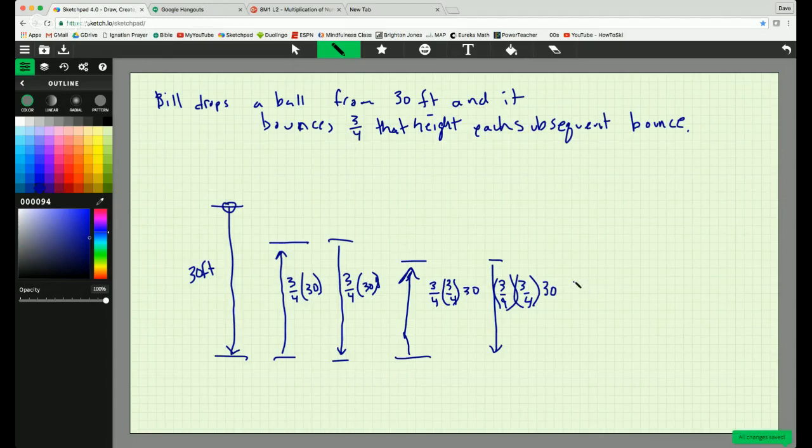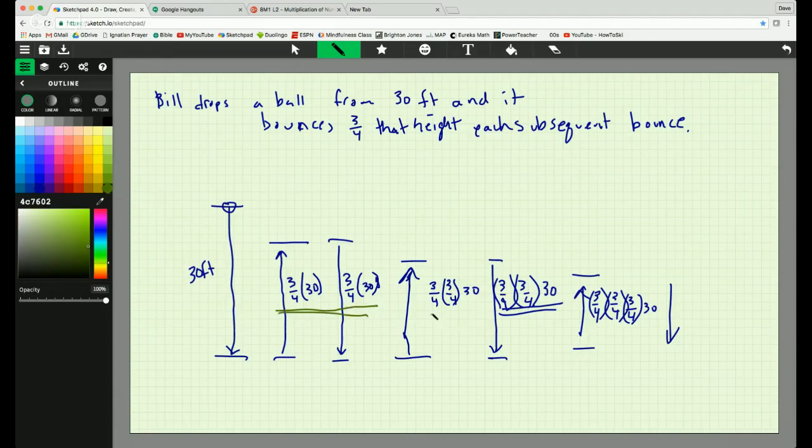And then again, if it goes 3/4 of this height, it goes 3/4 of this height. Well, what is this height? Well, this height is 3/4 of 3/4 of 30. And then it falls that same height. So let's look at this. So this is the same height. These are the same height.